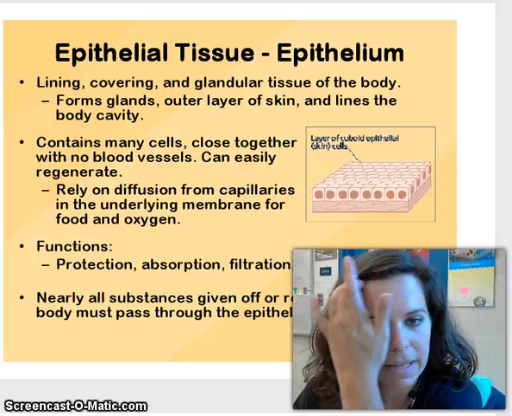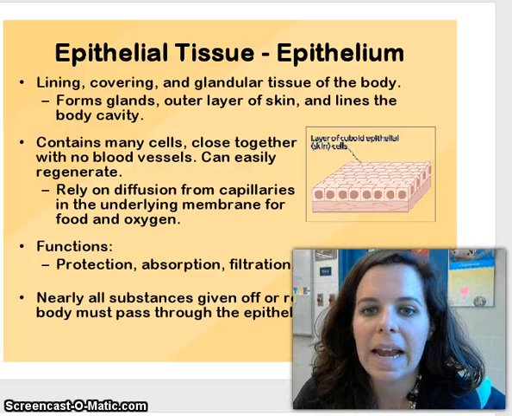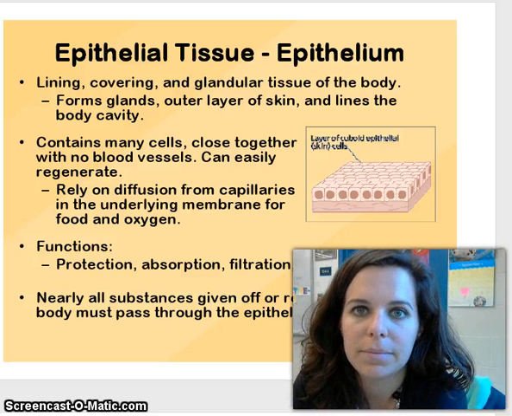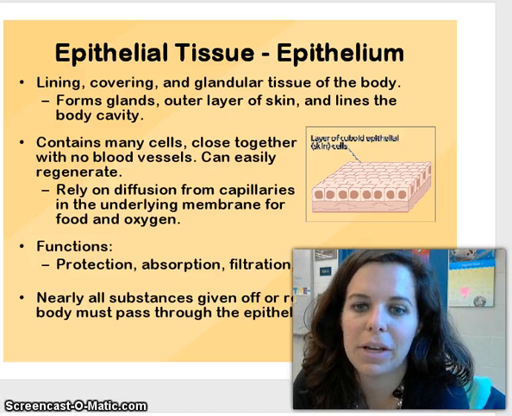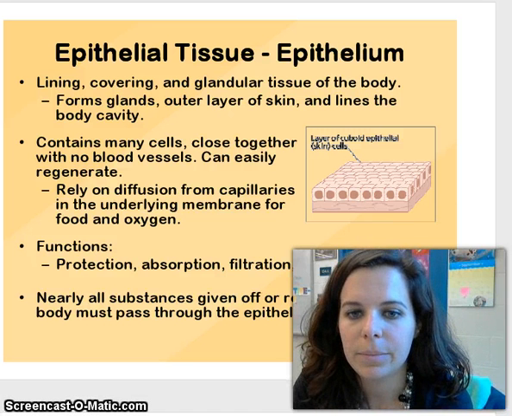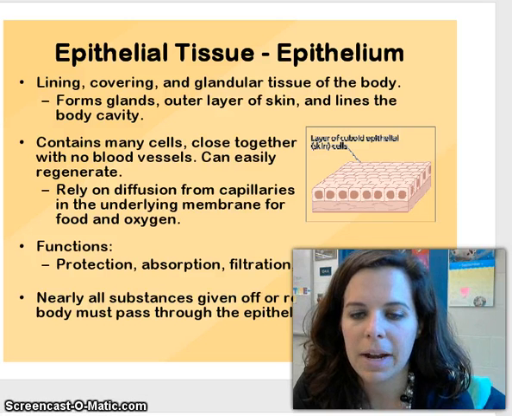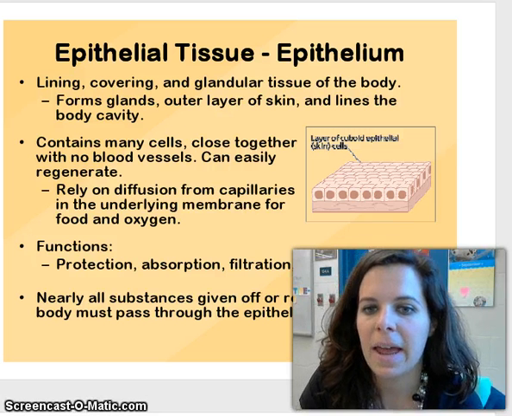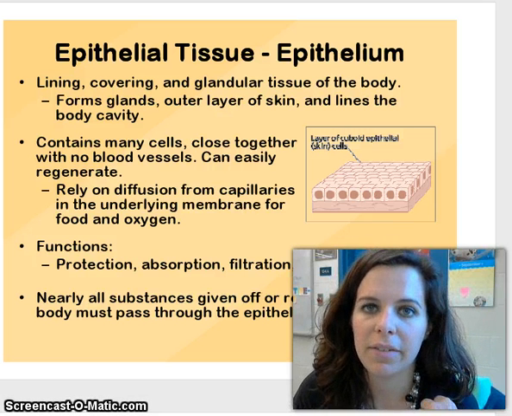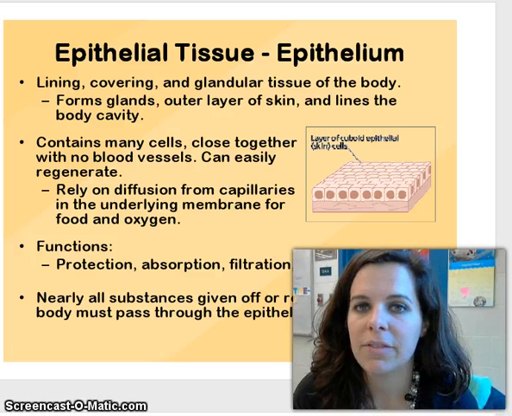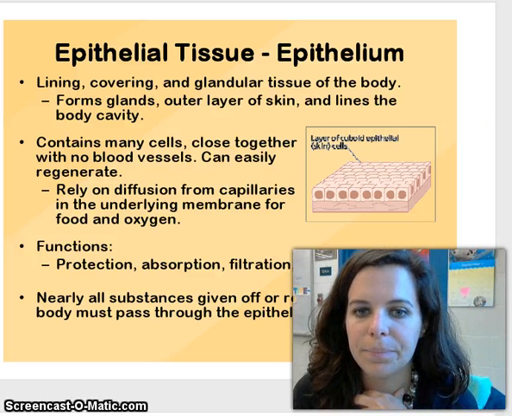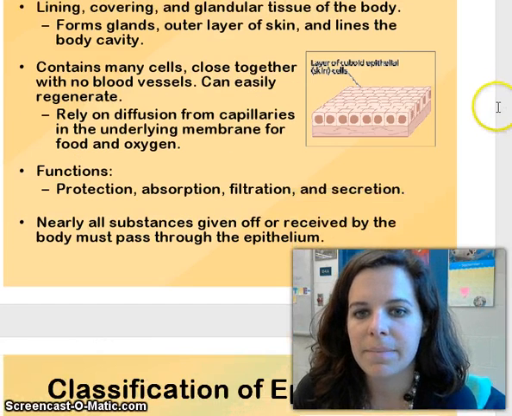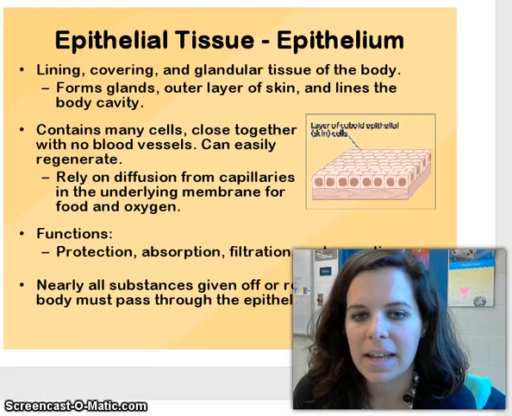So the first thing we're going to talk about is epithelial tissue. So this is the lining, covering, and glandular tissue of the body. So glands, remember, are organs that can secrete hormones or send messages to other organs in the body. It's the outer layer of your skin is your epithelium, as well as your body cavities. So things like your esophagus, especially a lot of your digestive system has epithelium in it because it is going to slough off. It contains many cells, and they're very close together.